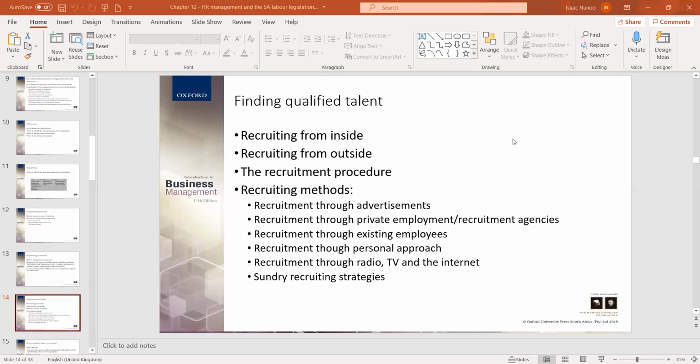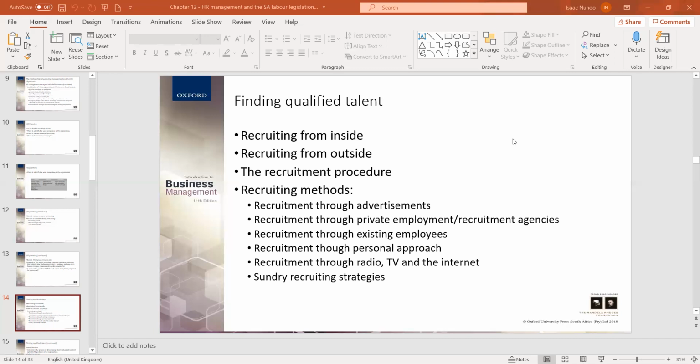Others recruit through private agencies or recruiting agencies. This is what we call outsourcing. These are people who specialize in certain professional skills, such as bankers. They recruit those people for banks or for other particular skill sets, and you pay them for that. You can also recruit through existing employees.